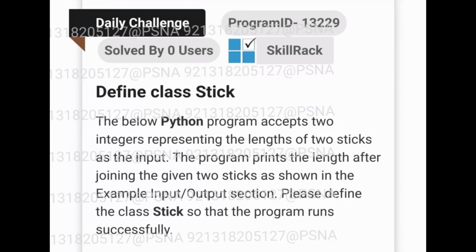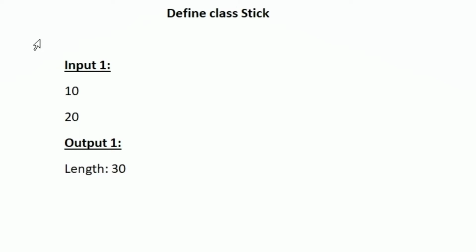This is the question asked in today's SkillRack daily challenge. So we are given two integers. The first integer represents the length of the first stick and the second integer represents the length of the second stick. Our task is just to add both the lengths. So 10 plus 20 is 30, and in our output we are printing length 30. So this is our task.